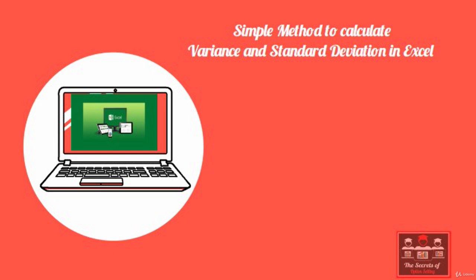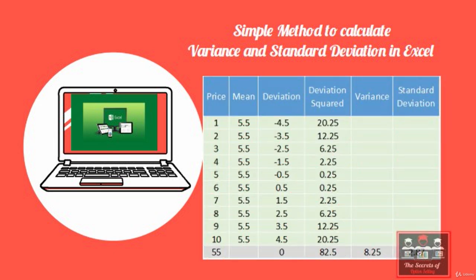First, find the mean of the data set. This means adding each value and then dividing it by the number of values. If we add 1 plus 2 plus 3 all the way up to 10, we get 55. This is divided by 10 because we have 10 numbers in our data set. This provides a mean or average price of 5.5.